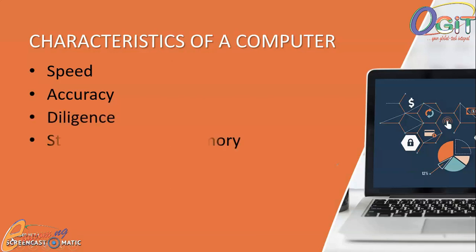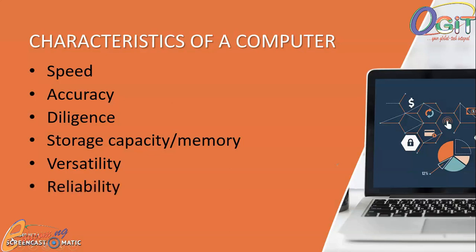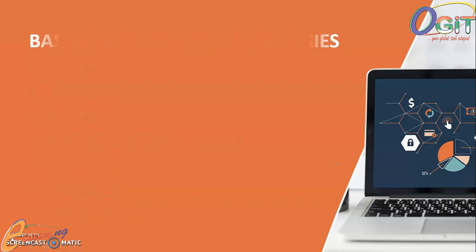A computer should be diligent. It should have a storage capacity and memory. Computer should be versatile. It should be able to perform varieties of operations. It should be reliable. Of course, whenever you give your computer system an instruction to perform an operation, it should reliably give you an output, and a computer should be compact.